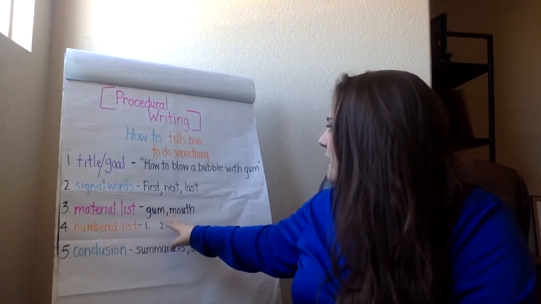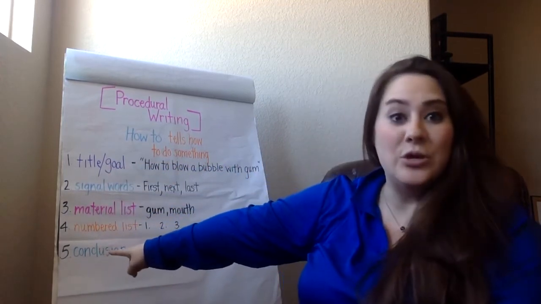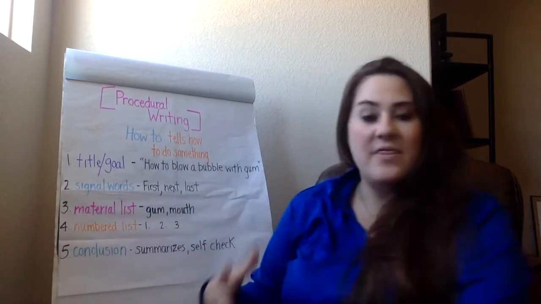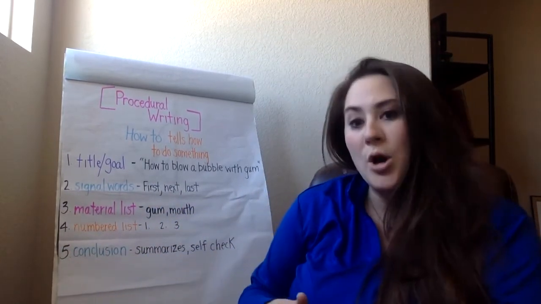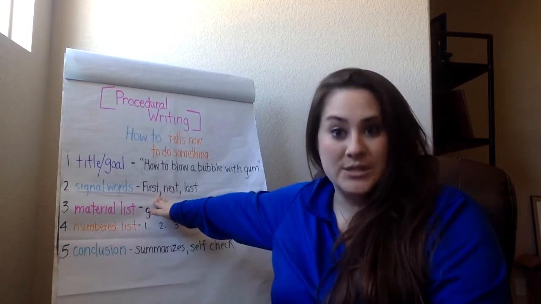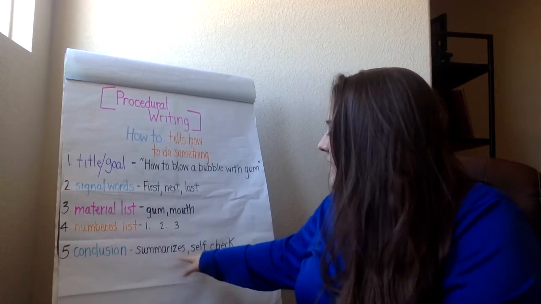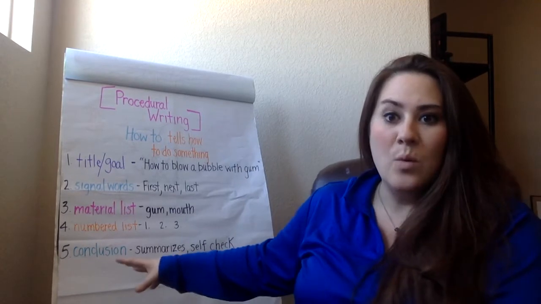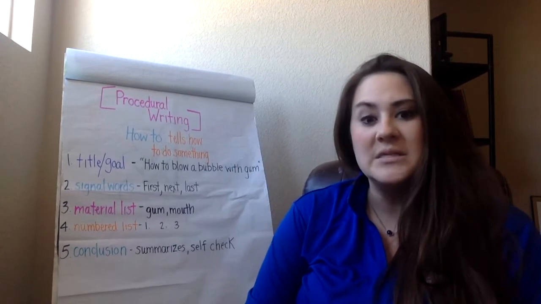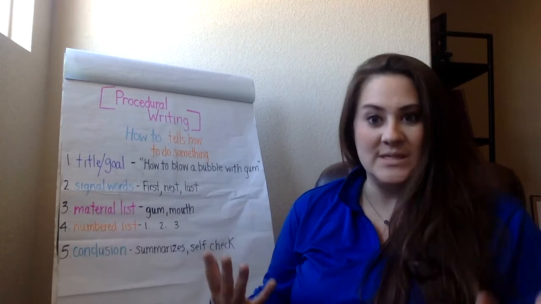Other things that are part of procedural writing are numbered lists, similar to the list that I have given you for our procedural writing. 1, 2, 3, 4, 5. That shows the steps. We aren't going to do a lot with numbered lists because I really want you to focus on using your signal words. And then you also are going to have your conclusion. The conclusion summarizes what your how to was about, and it encourages the reader or the audience to self check, which means to practice and see if it was a success.